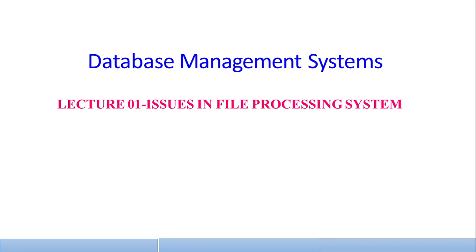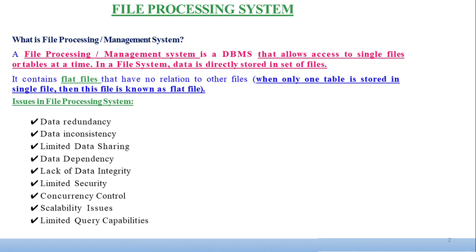Now moving on to lecture 1. Lecture 1 is nothing but the issues in file processing system. So what is a file processing system or file management system? A file processing or management system is a DBMS, or a database management system, that allows access to single files. You can access only a single file or a single table at a time.